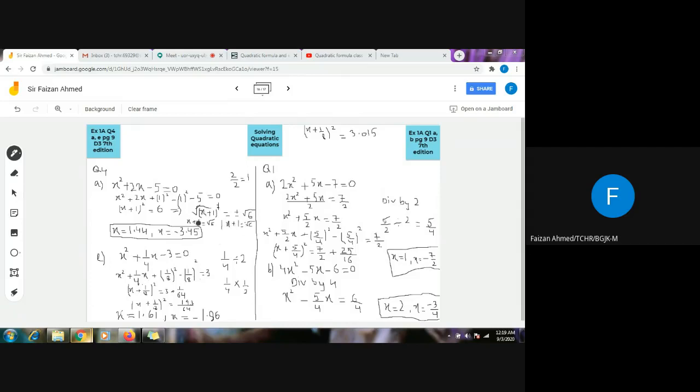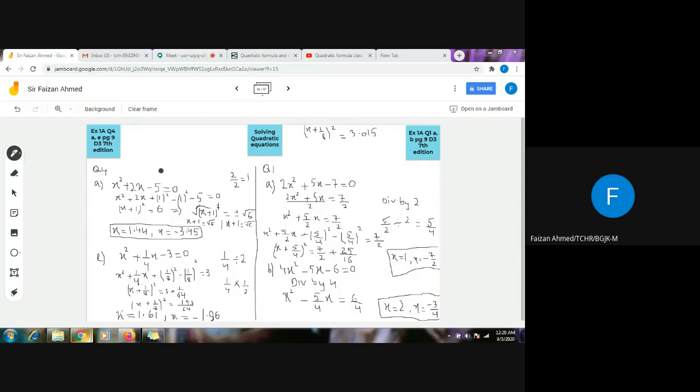I will shift this 1 on the other side, and I will get the value of x as 1.41. And in this condition, I will shift this plus 1 on the other side. It will become minus 1, and minus minus will be added, and I will get an answer of x equals to minus 3.45. So these are the two solutions, the two values of x, and since they are in decimal, I will not be able to solve it by the factorization method.